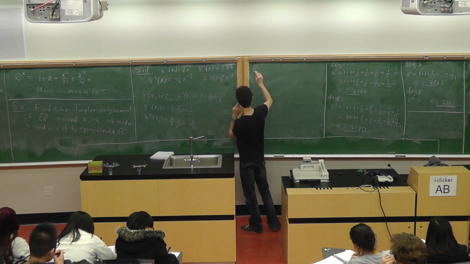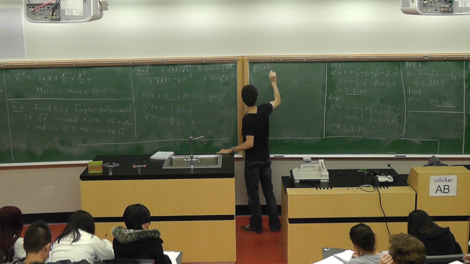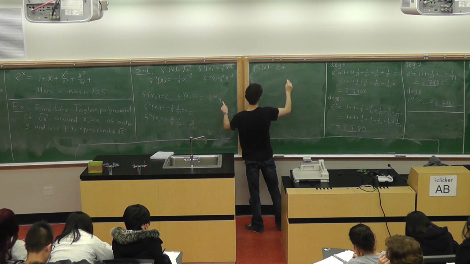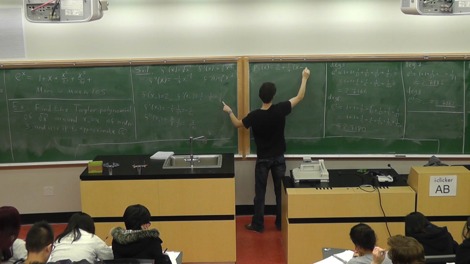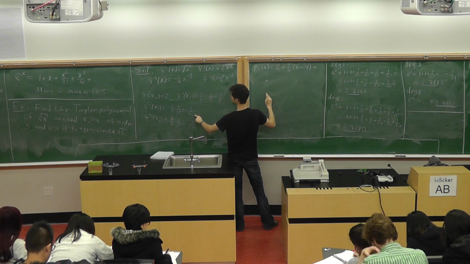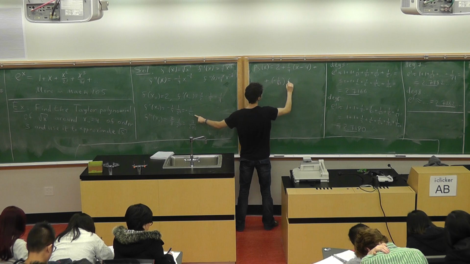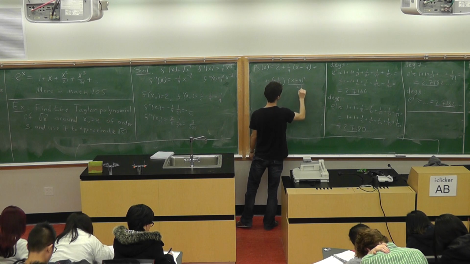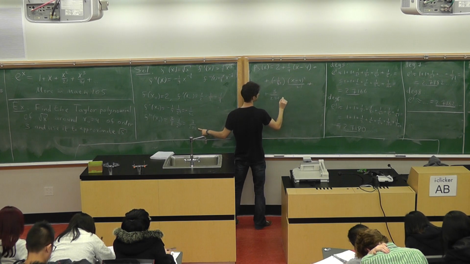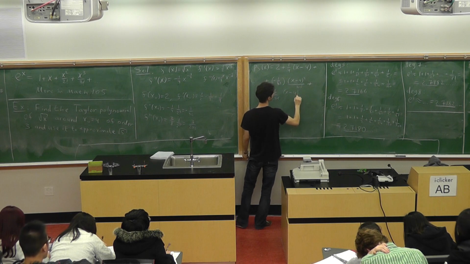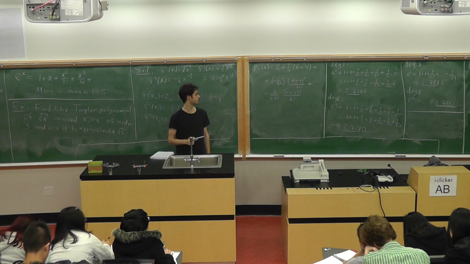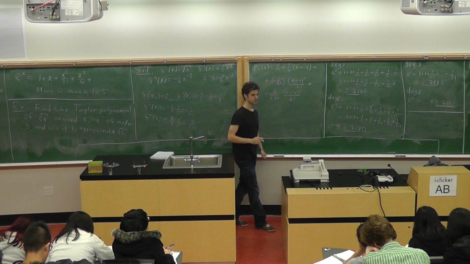So the polynomial of degree 3 of x is, well, f of x0, which is 2, plus the derivative times x minus x0. Remember that x0 is 4. Plus the second derivative, which is negative 1/32, times x minus 4 squared over 2 factorial. Plus the third derivative, which is 3/256, times x minus 4 cubed divided by 3 factorial. Well, let's simplify it just a little bit.